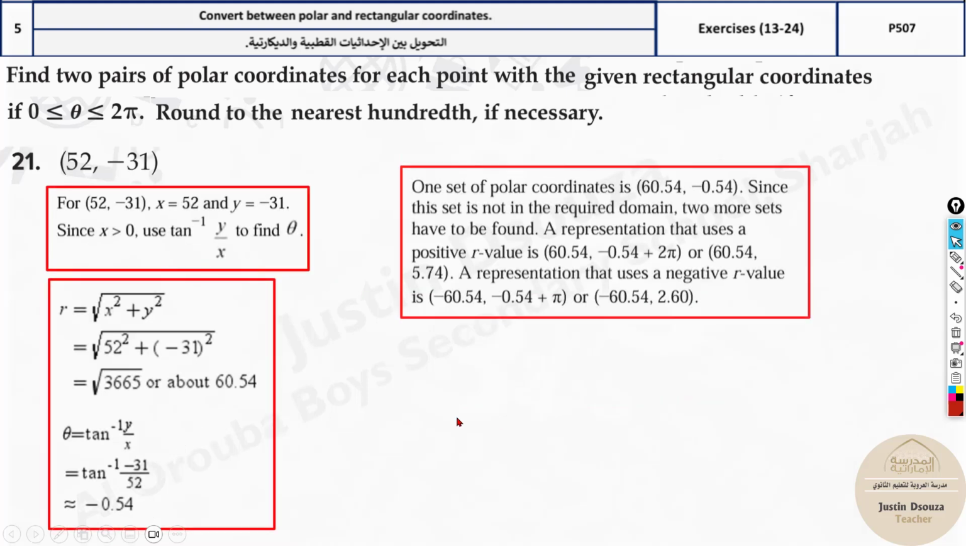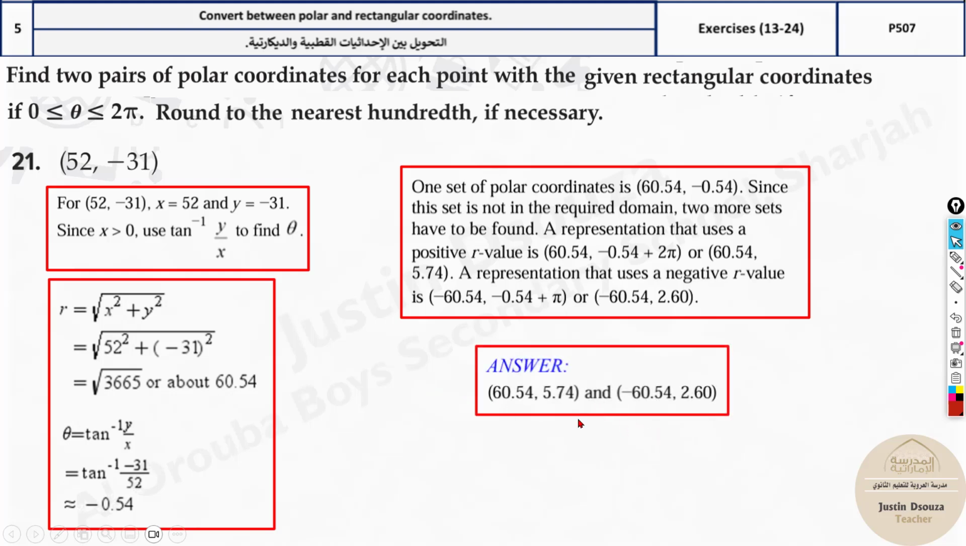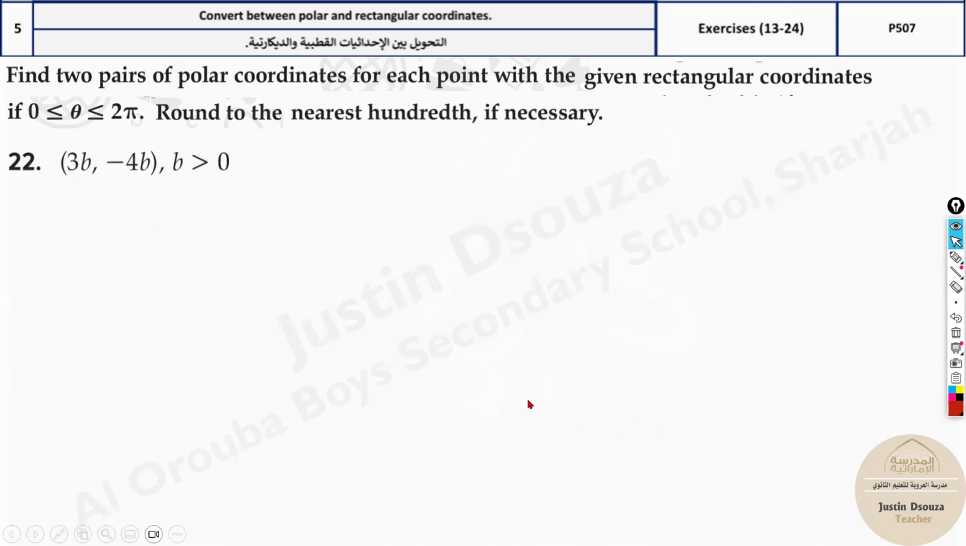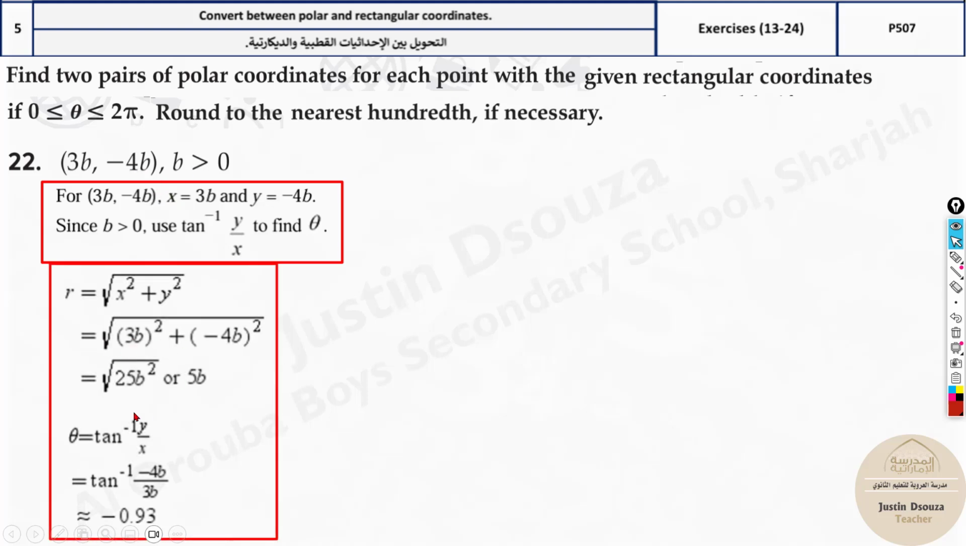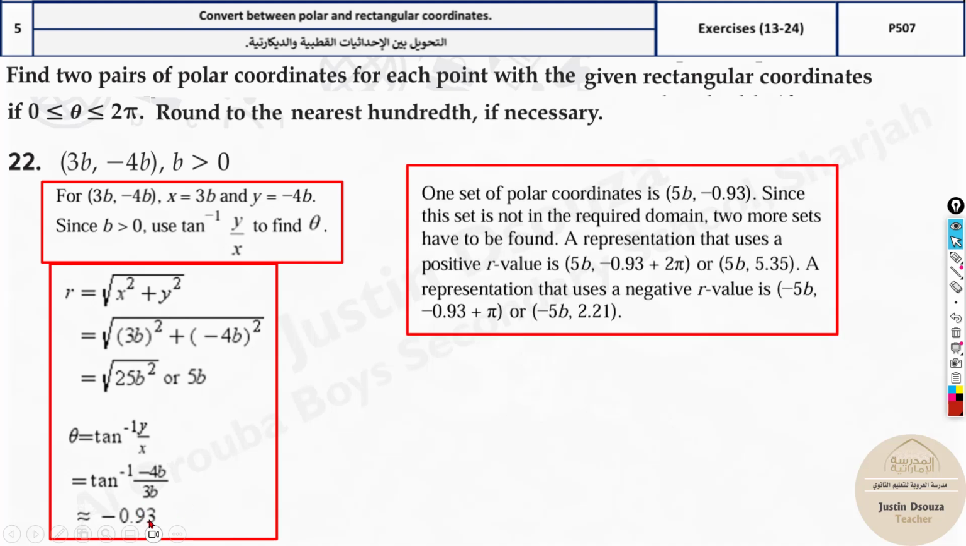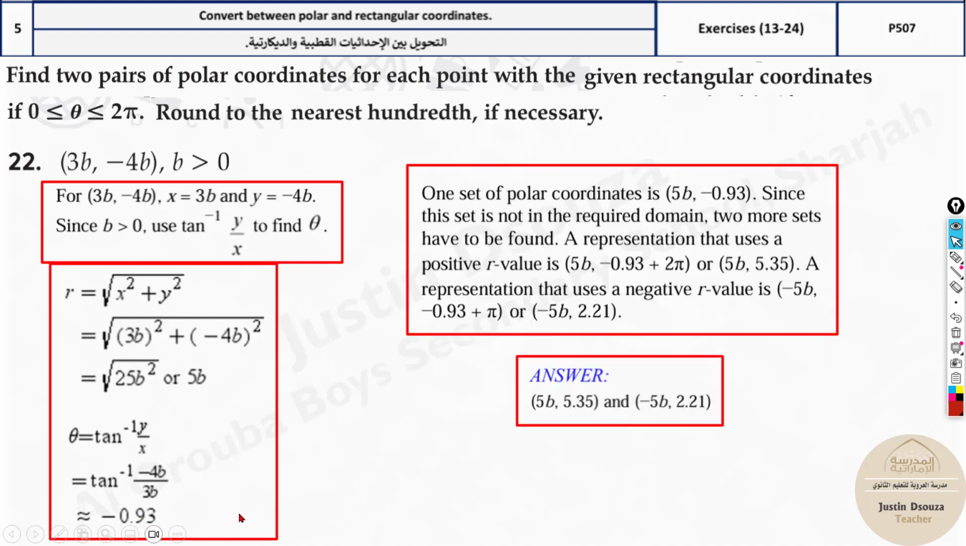Similar problem here as well. Please do it by yourselves. I'm sure you'll be used to it if you do a couple of problems. Here we did similar to this, right? Just take the square root. Find what's the value. Over here it's 25b squared, it will be 5b. And what about tan inverse? The b cancels, so you'll get negative 0.93. I mean, you need to put it in radians and solve it. You'll get 5.35 and the other one is 2.21.